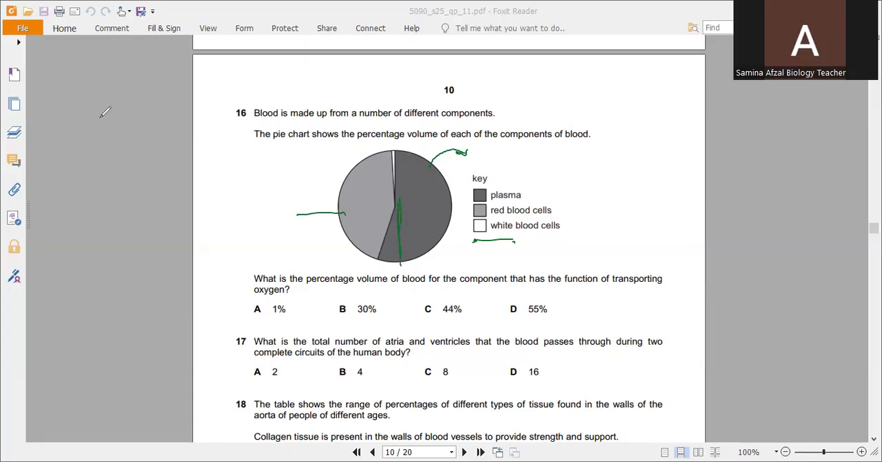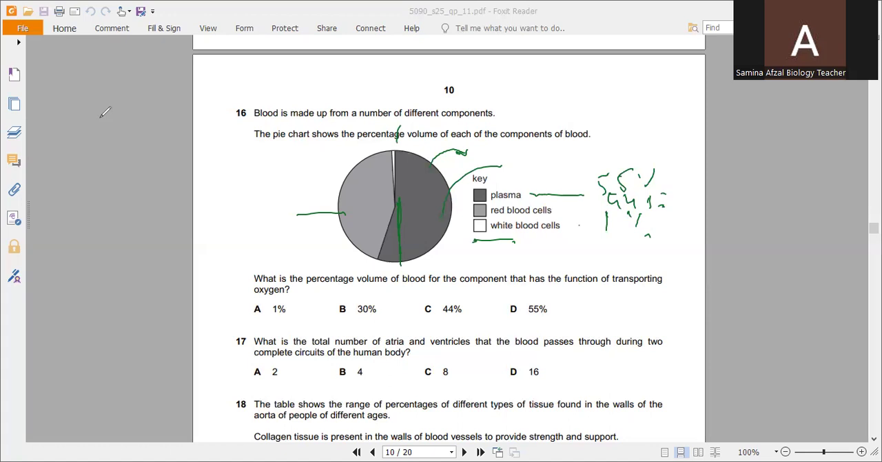So we can see that if we draw a line in this way, it is more than half. It means 55% is plasma. Plasma is 55%. And then only 1% is white blood cells. So the 44% is the red blood cells for the transportation.